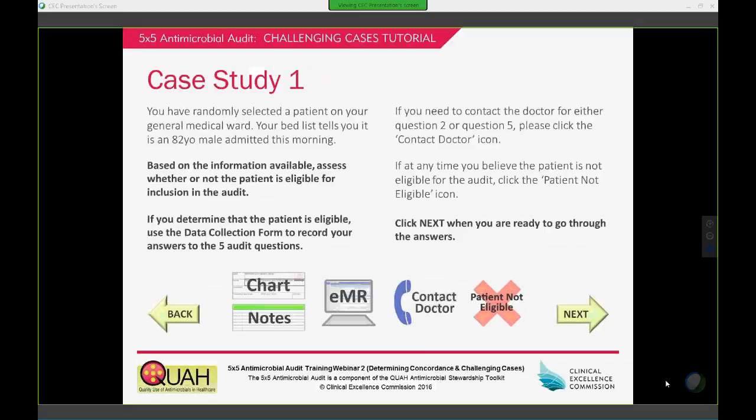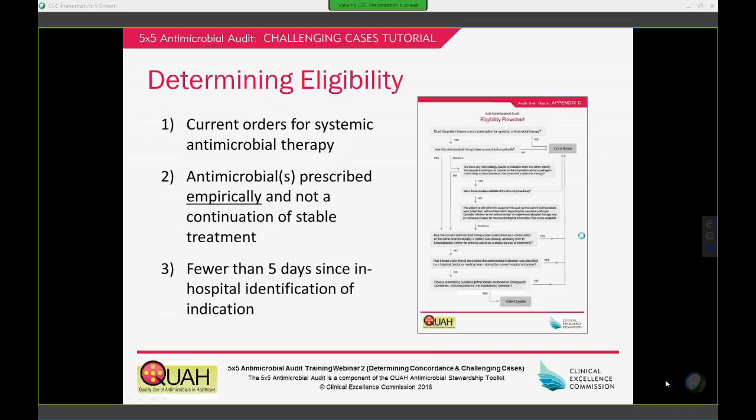So this is our first case slide. You've randomly selected an 82-year-old male patient who was admitted this morning, and we have access to their chart notes and electronic medical record down here through these icons. We also have the option to contact the doctor where prompted, or perhaps declare the patient ineligible for the audit. So assessing the patient as being eligible for inclusion in the audit should always be your first step.